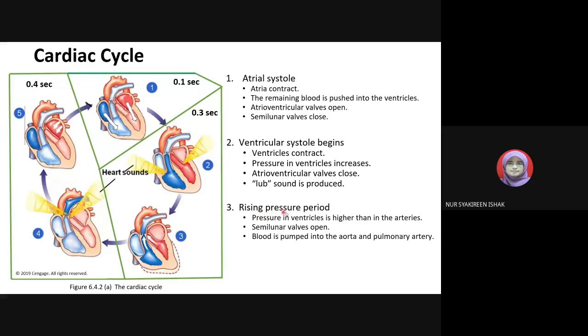Okay. So this is the rising pressure period. Pressure in the ventricle is higher than in the arteries, so the semilunar valve opens. So the ventricle akan contract, causing high blood pressure to enter into the aorta and also the pulmonary arteries. So blood is pumped into the aorta and pulmonary artery. So this creates the second sound, which is the dub sound, due to the high blood pressure within the pulmonary artery and also the aorta.